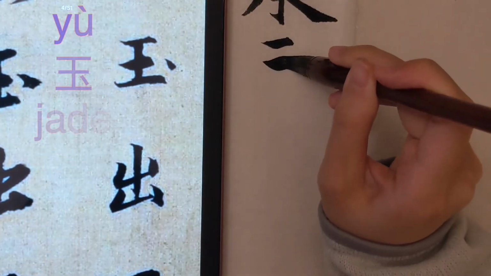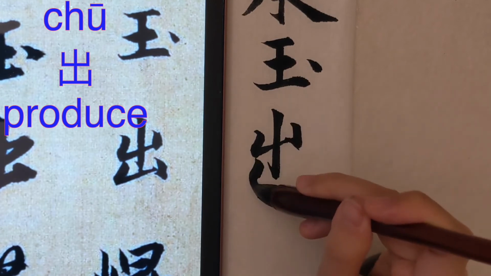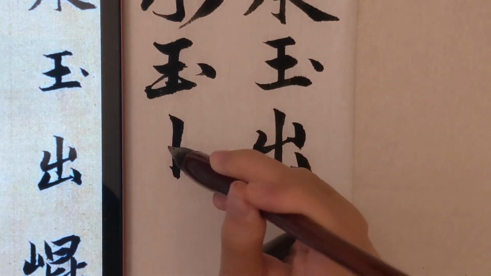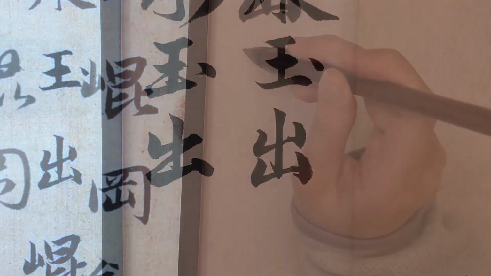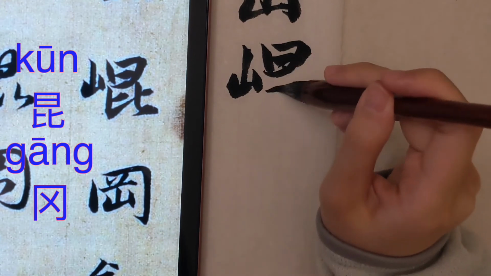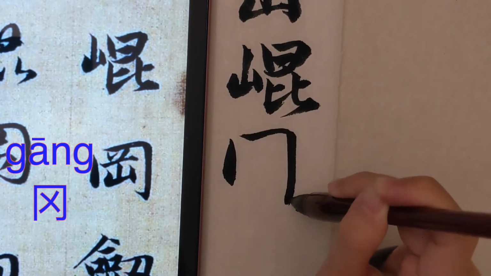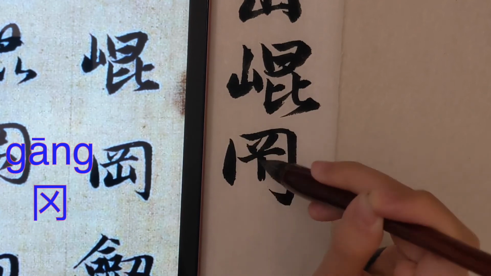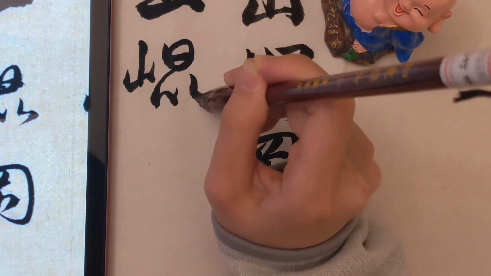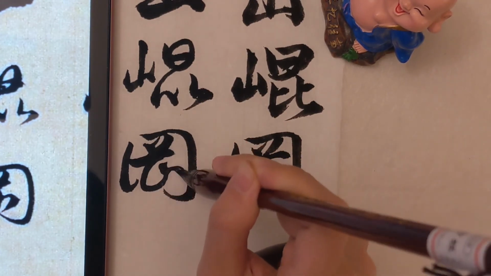Let's check out the next sentence. 玉 means jade. 出, similar to 生, also means produce. 昆冈 is a famous mountain that we call 昆仑山 today. Altogether, it's saying the jade is produced from 昆仑 mountain. So these two sentences explain where people get these treasures like gold and jade in ancient China.